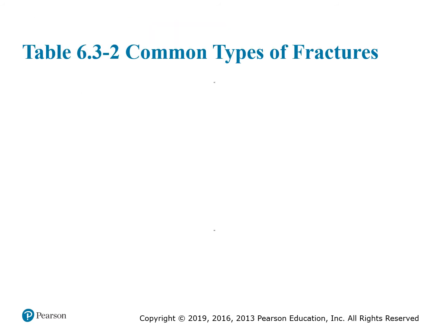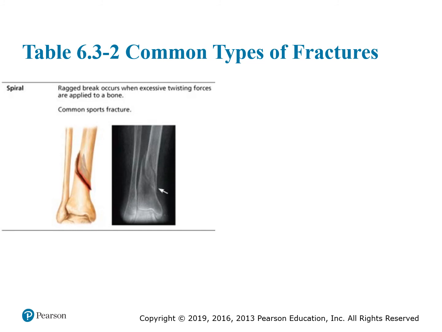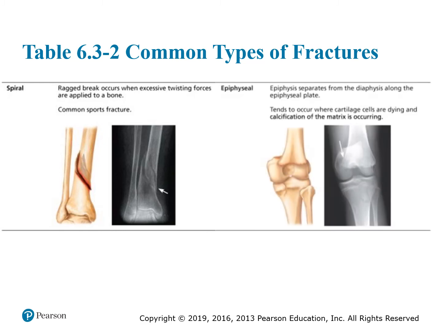So what are some of the common types of fractures? A spiral fracture is when you have twisting forces applied to a bone. This is pretty common in sports. If you can think of a scenario, say where somebody plants a cleat in the ground and the cleat gets stuck as their leg twists, this is something that can happen to an athlete at that point.